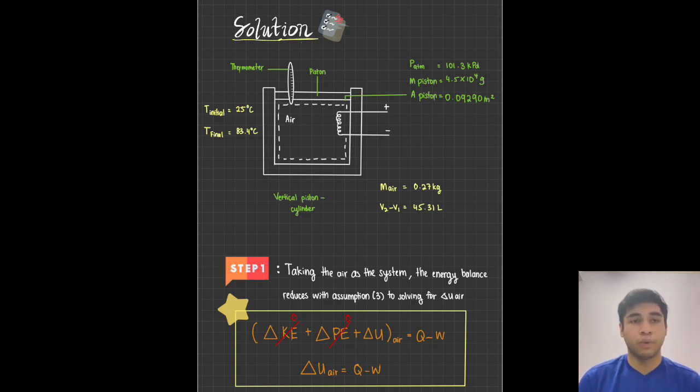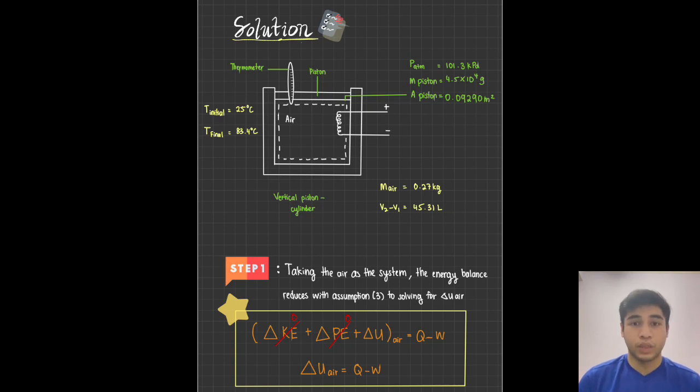So we can use the formula given. The formula is change in kinetic energy plus change in potential energy plus change in internal energy equals the heat transfer minus work done. Using assumption 3, we can cancel out the change in kinetic energy and change in potential energy.